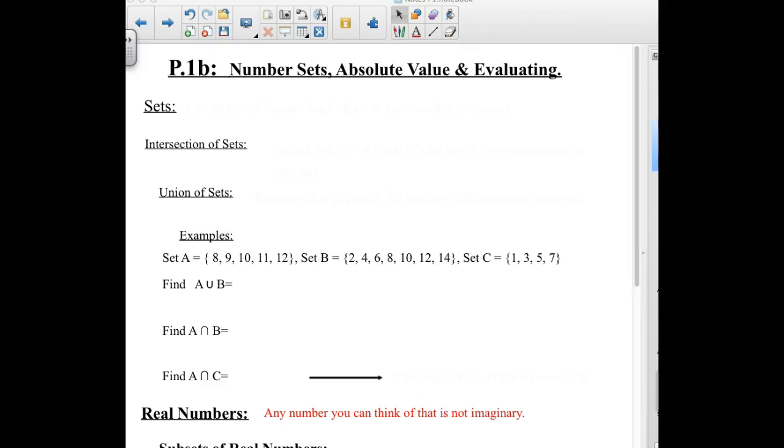All right, welcome back. This is the second half of the notes for section P.1, the first section of our prerequisite chapter. We're going to start looking today at number sets, absolute value, and some more evaluating. A couple definitions, make sure you pause the video if you need some more time to write. We're going to first start out looking at number sets and the set notation.